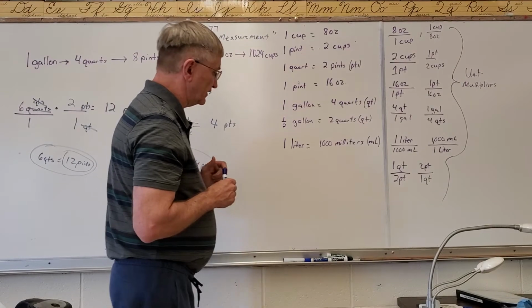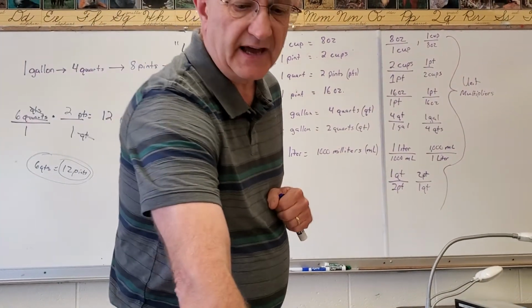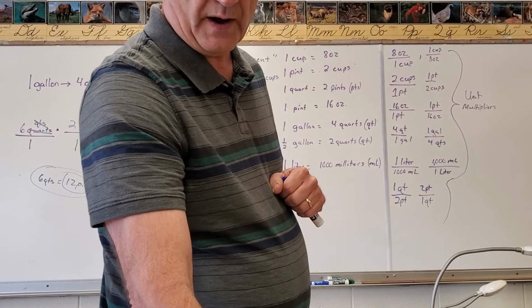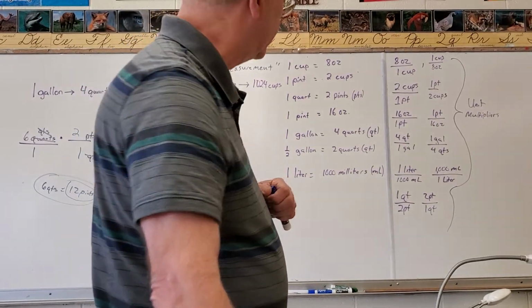All right, so let's go to a different one where they're making a comparison. It says, compare a 12-ounce pop can to 1 pint. So really what they're saying is 12 ounces to 1 pint.